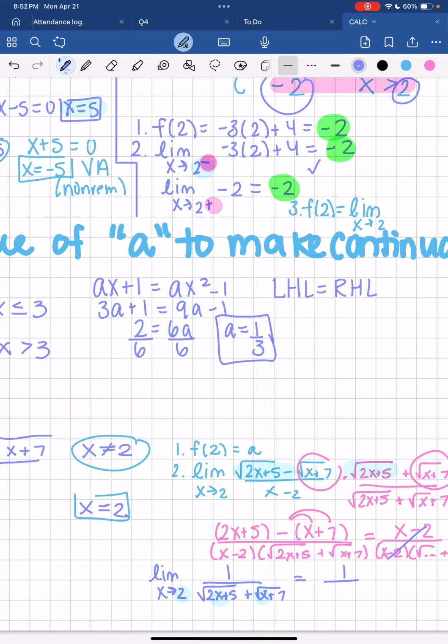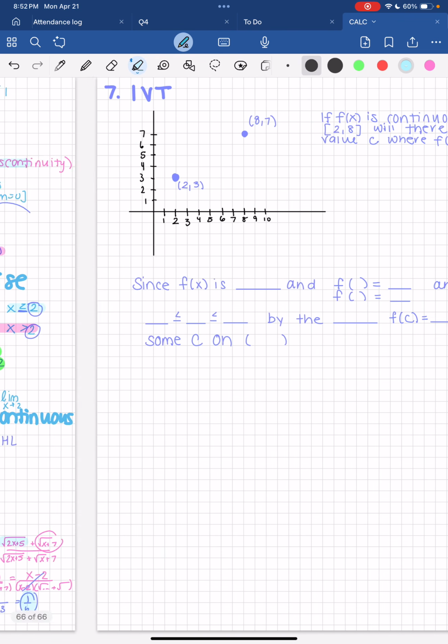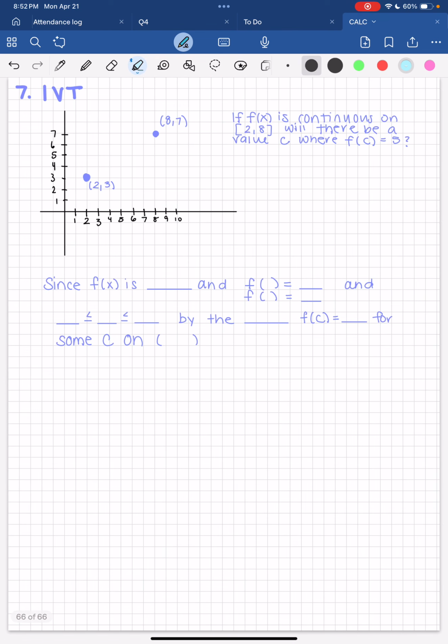Okay, so what do we get? We're going to get 1 over, if I replace x with 2, that's going to be 3 plus 3, which is going to be 1/6. So in order to be continuous, the function value has to equal the limit value, which means a has to be 1/6. And last but not least, the IVT, which I think is a very straightforward theorem.